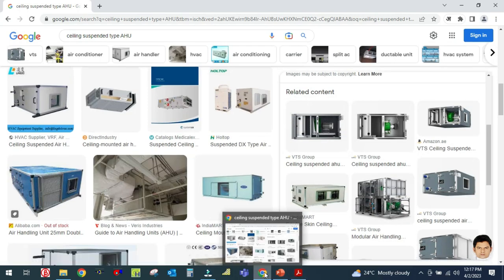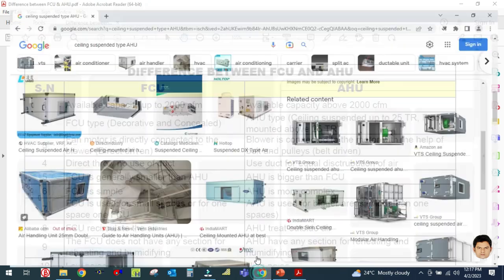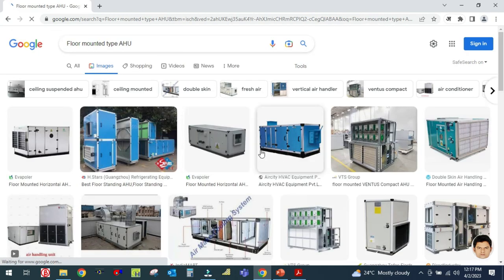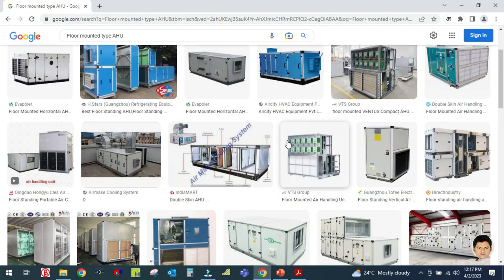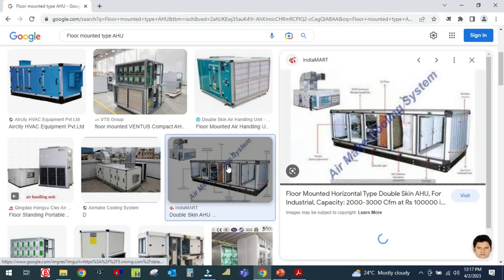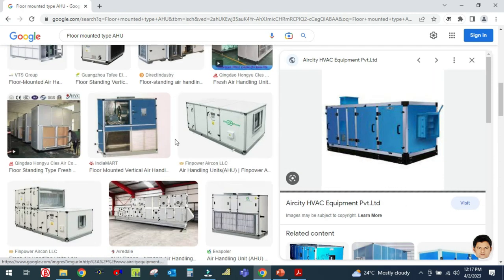And the next type is floor mounted type AHU. So let me search for you, floor mounted type AHU. So these are the floor mounted type AHU. Okay, see, this is the floor mounted type AHU. This is bigger in size and weight.